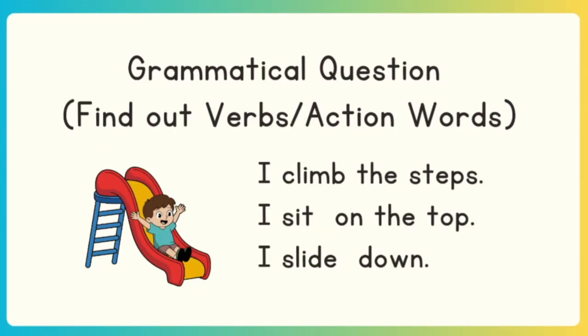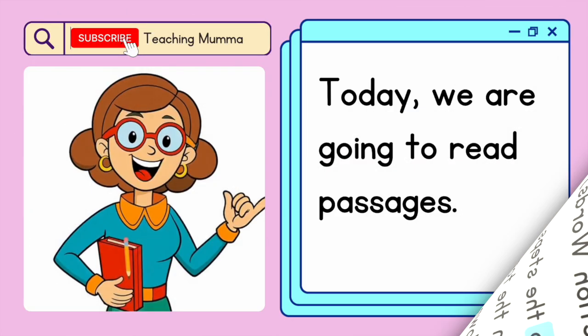Grammatical question. Find out verbs, that is action words. I climb the steps. I sit on the top. I slide down. What do you think are the actions which you take? Climbing is an action, sitting is an action, and sliding down is an action. These action words are called verbs. V-E-R-B-S. Verbs. So what are the verbs? Climb, sit, and slide. Very good.